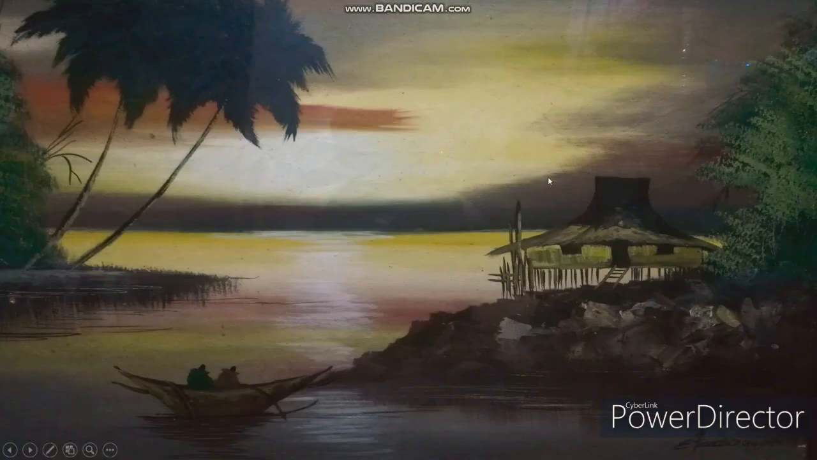So as we can see here in the painting, the positive spaces are the trees, cottage, boat, and people. And the negative spaces are the water and the sun in the horizon. And that is my perspective.